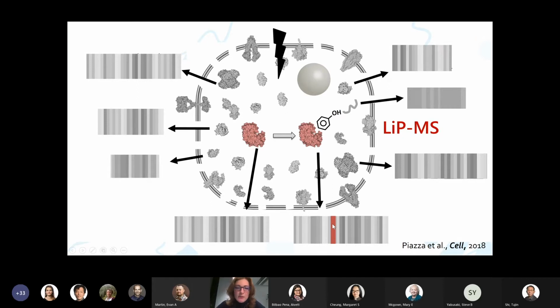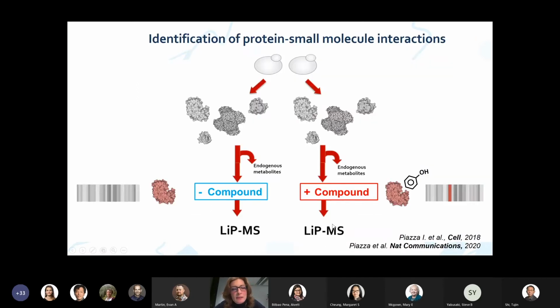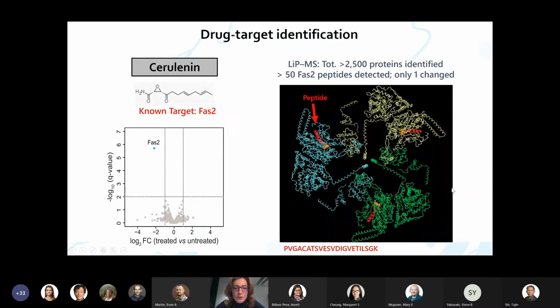This was the hypothesis. This idea with experiments in which we lysed cells, yeast or mammalian cells, we extracted proteins under native conditions, and then we added a small molecule to the extract. And the idea was we should capture a change in the structural barcodes of proteins that directly bind the metabolite or the drug. And I will now show you also here the first experiment we did at that time.